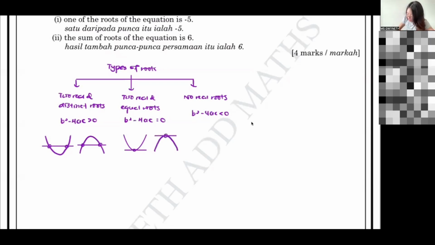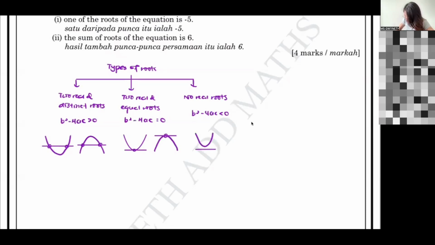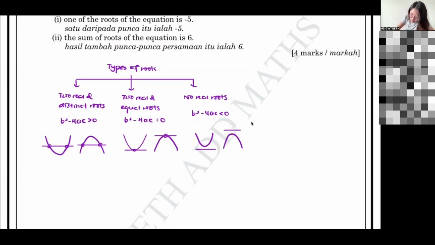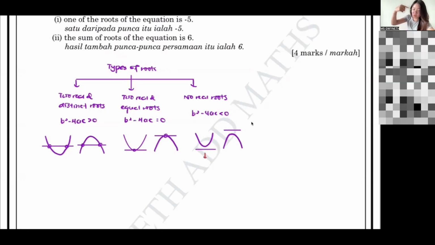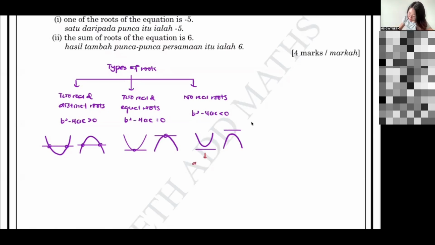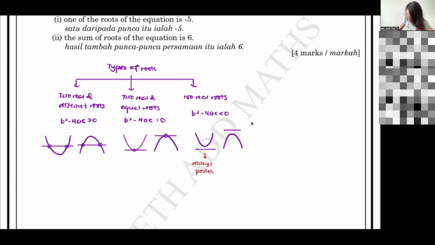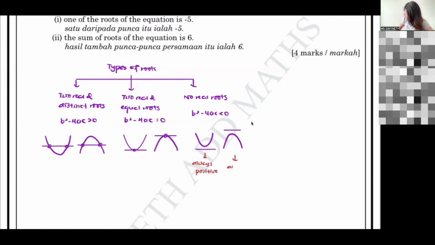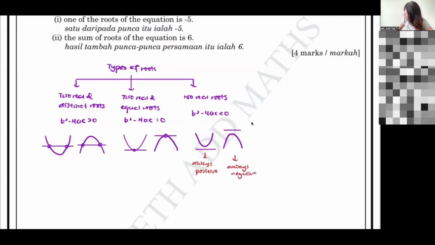No real roots, meaning not intersecting. Okay, not intersecting, no intersection. There are also other descriptions for this one, because your curve is on top of the x-axis, right? Sometimes they will say always positive. And this one is below the x-axis. Sometimes they will describe it as always negative.